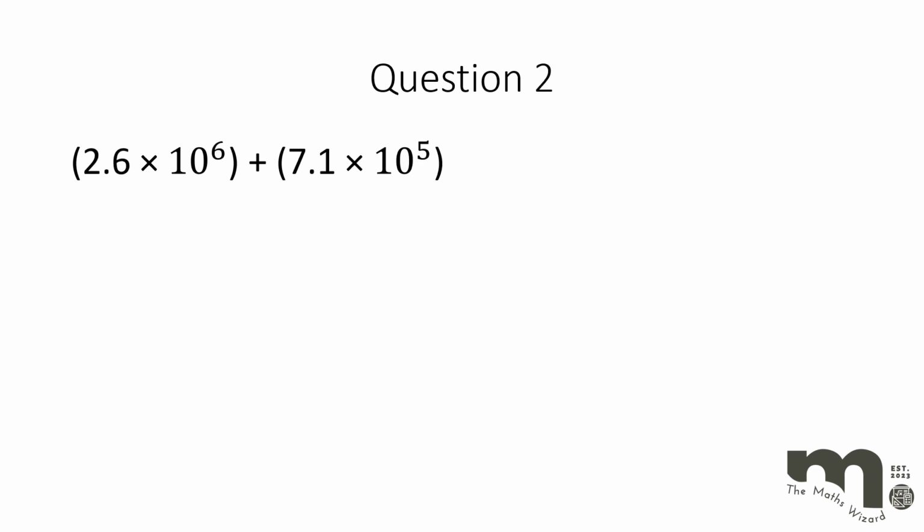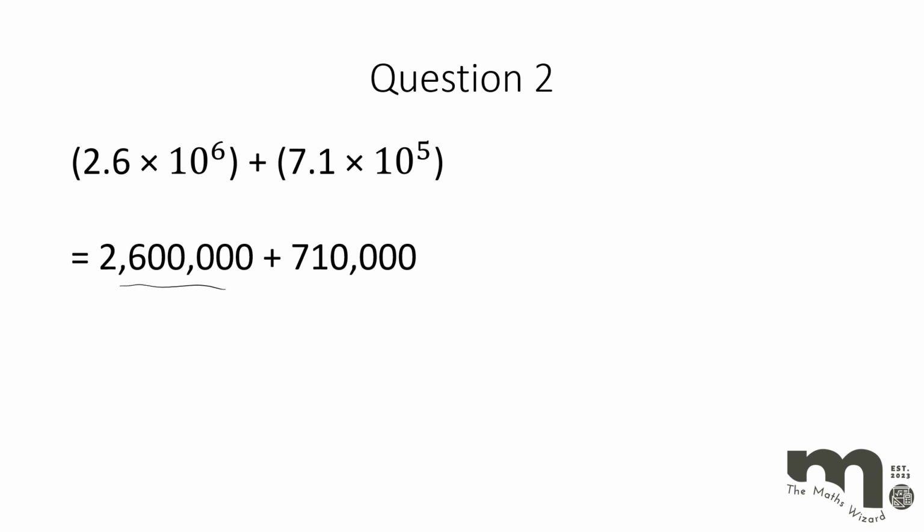Here's your second example then. So first of all, if we turn those numbers into ordinary numbers, we've got 2,600,000 add 710,000. So if you look at that first one, that 2.6, after the 2, we've got to have 6 digits, including your 6 there. And then on this one, after that 7, we've got to have 5 digits, including that 1 just there.